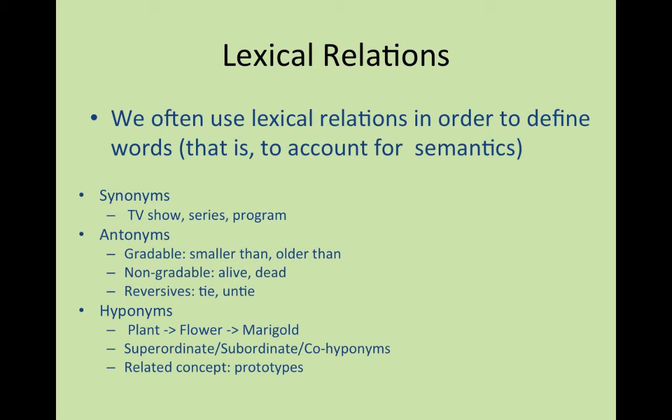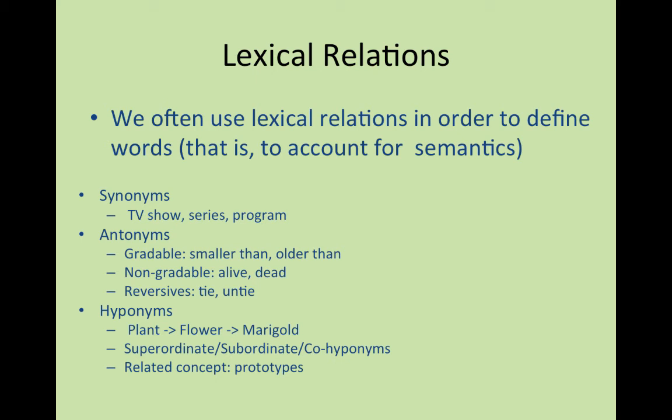And there are other types of antonyms that are non-gradable. So these are sort of binary descriptors. One example would be alive or dead. You can't be more alive or more dead than anything else. And then a special category of antonyms are reversives. So these are ones where the word pairs mean the exact opposite of one another. So to untie means the opposite of to tie.